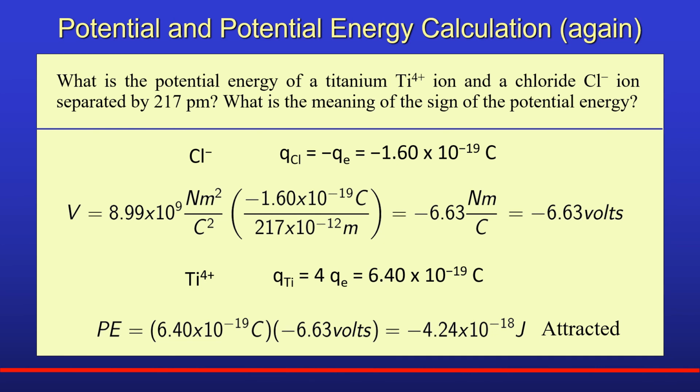It doesn't matter whether you consider the smaller ion in the potential of the larger ion or the larger ion in the potential of the smaller ion. The potential energy is associated with both ions, so it doesn't matter which way you calculate it.